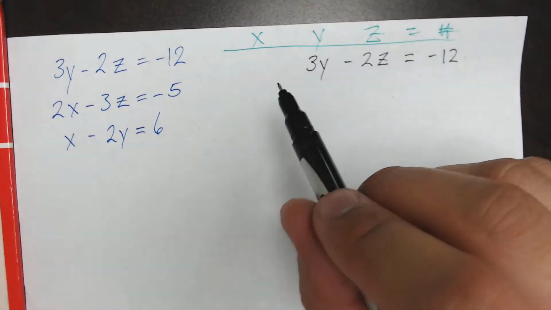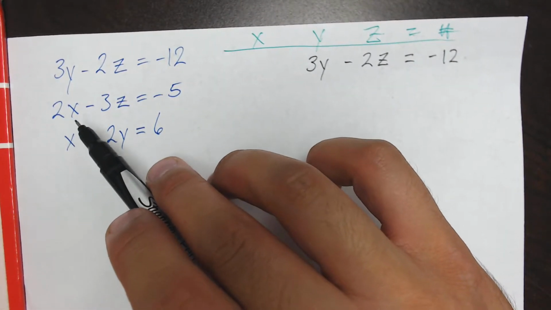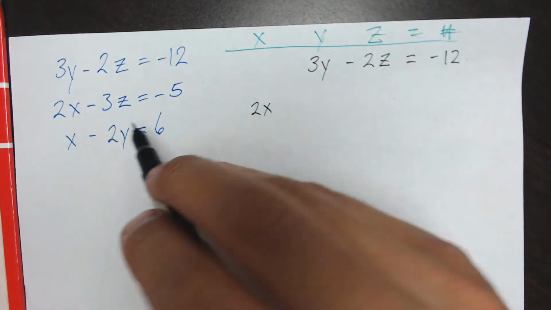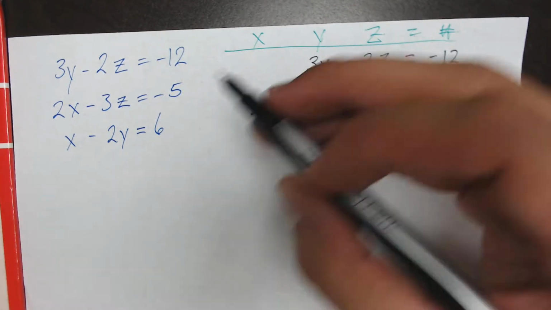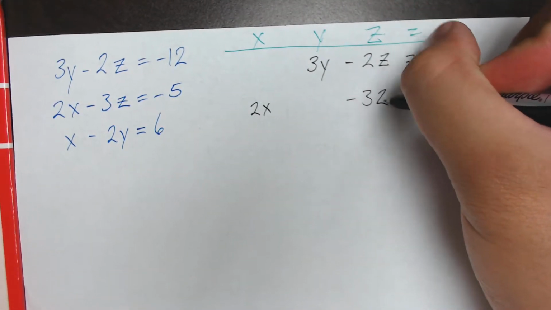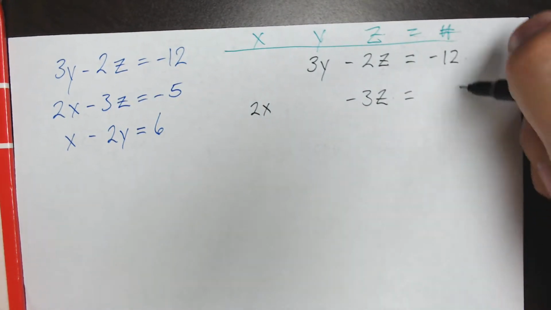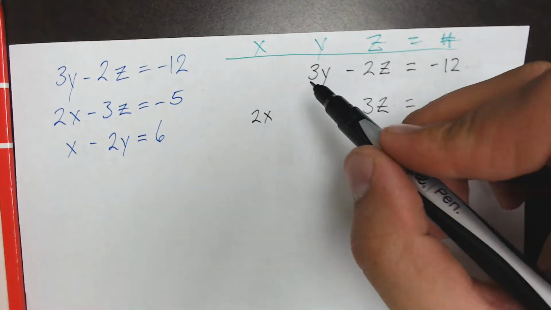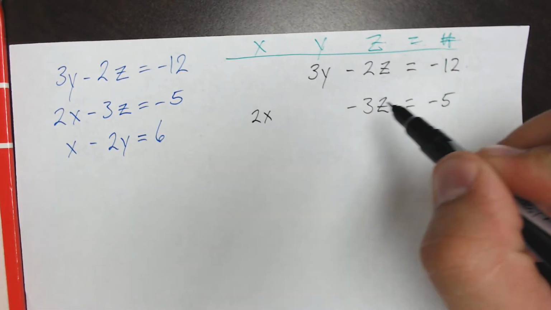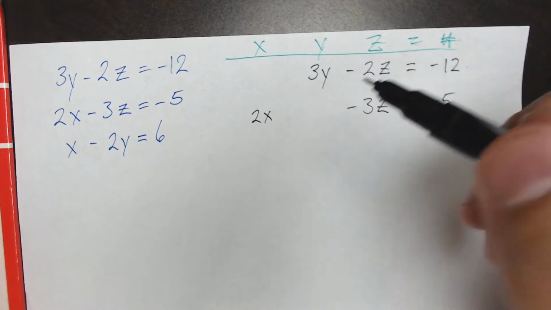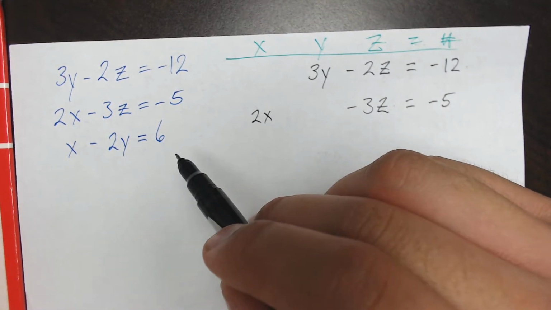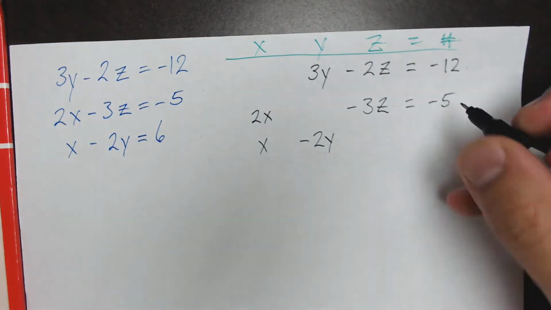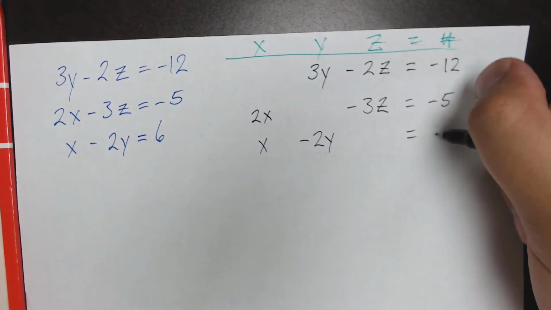You may not see what I'm doing yet, but you'll see it on the second one. Now the second one, I'm missing y. So I have 2x, so I'll put 2x in the x column. I have no y, so I leave the y column blank, and then I put negative 3z in the z column. And then lastly, I put equals negative 5. Now the last one, so you might see what I'm doing here, I'm just treating each equation like it has the number, but leaving a blank where it's missing. The last equation is x minus 2y equals 6. So x minus 2y, no z term, so I'll leave that blank, equals positive 6.